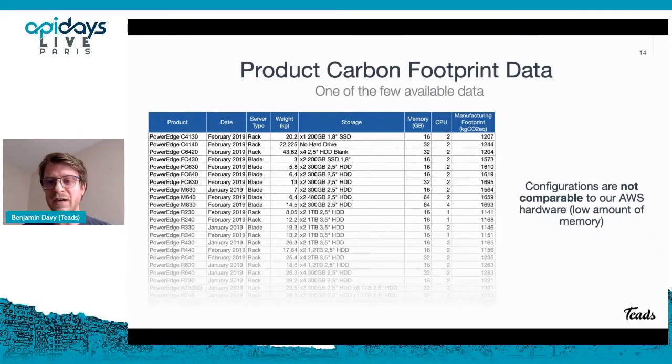Unfortunately, this is not ideal because the specifications used for these product carbon footprints are not comparable to our AWS servers. For example, the amount of memory on these machines is ridiculously low. Also, there are really few examples where the impact is detailed at the component level. So we don't really know how a specific component could impact the manufacturing footprint. We've also looked at other publications, and you can check our article if you want to know more about this part of the study.